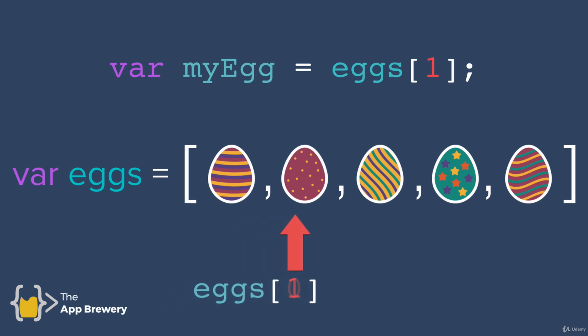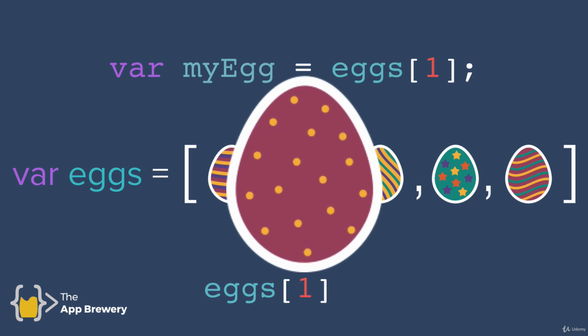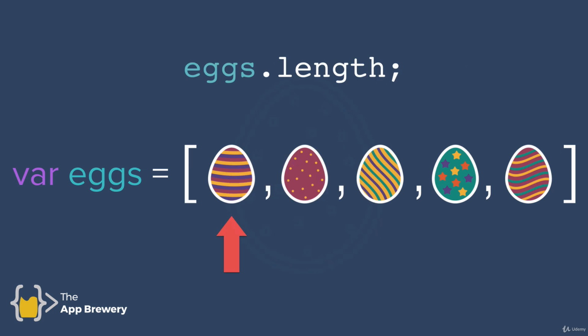And that means that the second egg is in fact the one at position 1, which is a little bit weird. But this is the egg that we would get and we would store inside that variable my egg if we ran the code that said var my egg equals eggs square brackets 1. Now we can do other things with arrays as well. We can say eggs.length, and this counts the eggs inside the eggs array and gives us the number 5 back because there are 5 items inside the array.